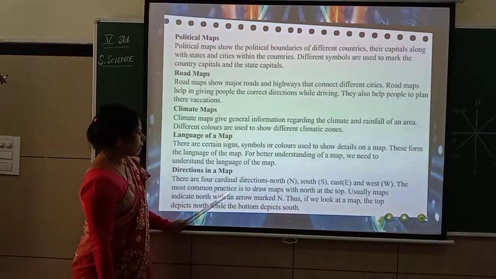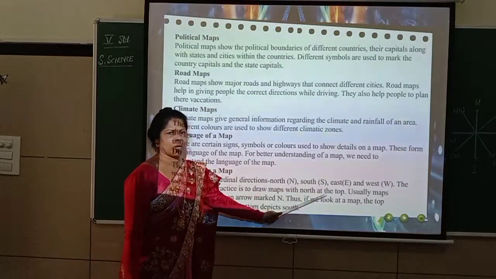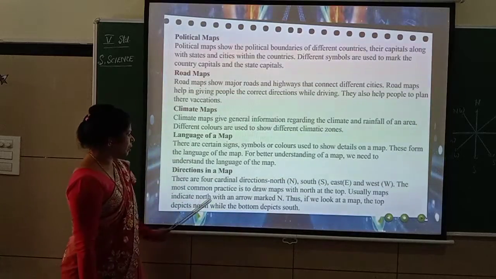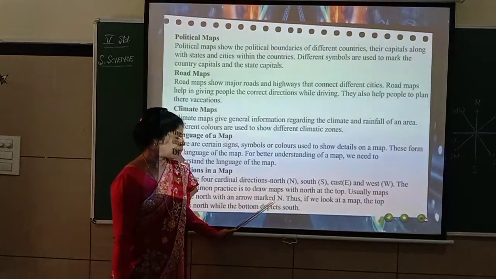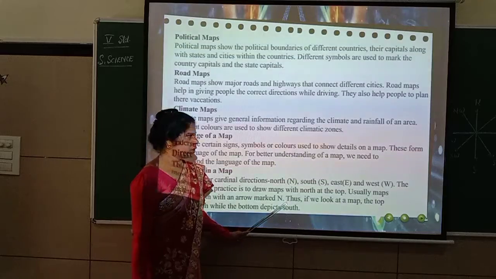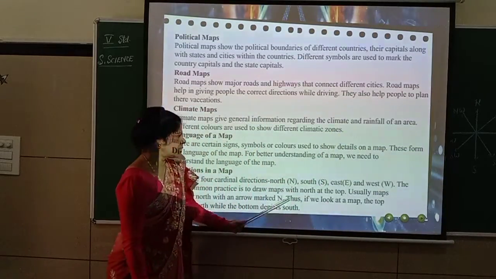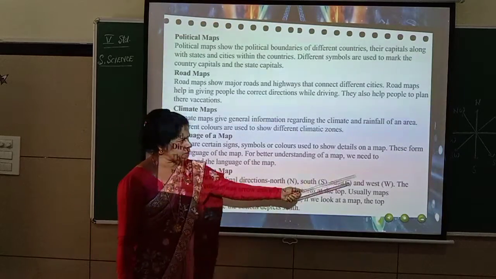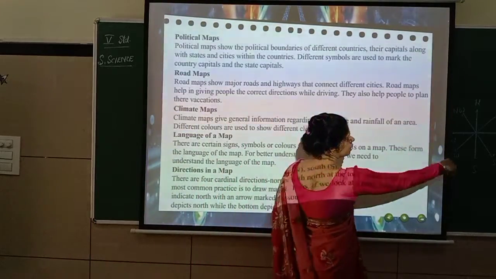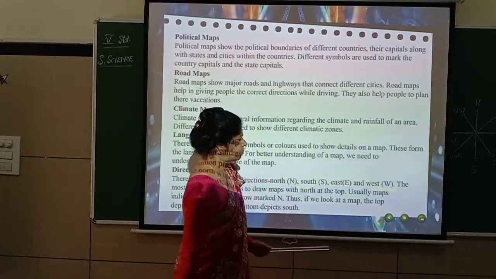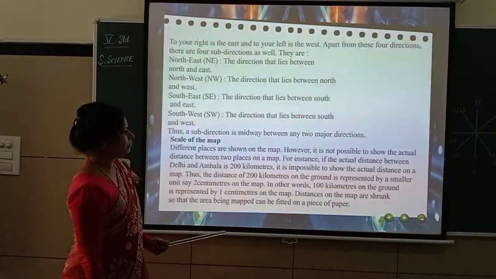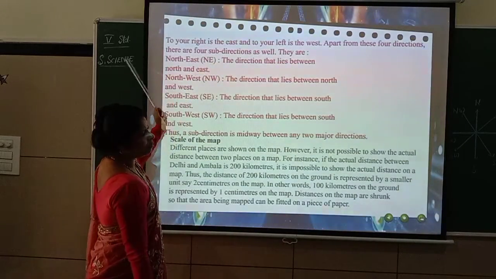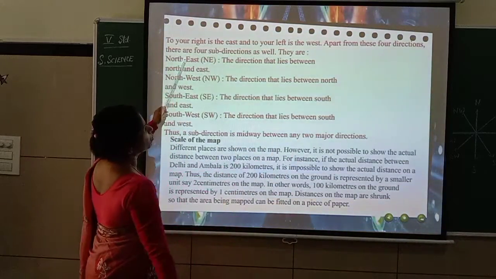The most common practice is to draw maps with north at the top. So, north is always at the top. Usually, maps indicate north with an arrow marked N. Thus, if we look at a map, the top depicts north while the bottom depicts the south. So, top is north and bottom is south. Next. To your right is the east and to your left is the west. So, right side is east, left side is west.